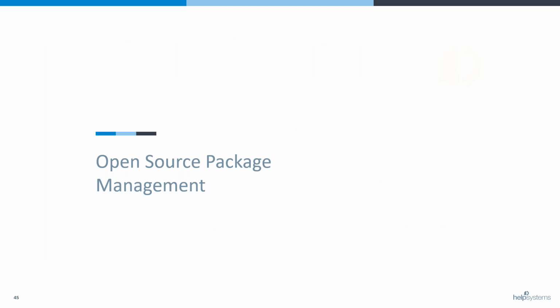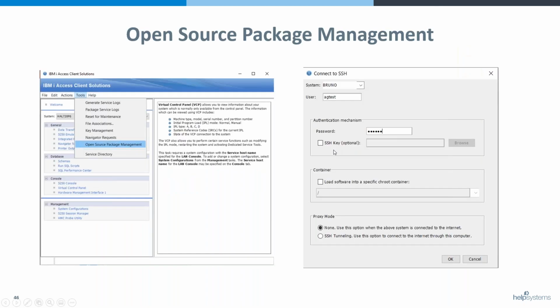Open source package management. I guess talking of modern, IBM is now home to dozens and dozens of open source packages: PHP, Perl, Python, R, Ansible, to name but a few. Again, key for the continuous success and sustainability of the platform. But how, as a system administrator, can you install them? Well, you can use QShell, but for many, that's not an area of comfort. So you can do it through ACS.